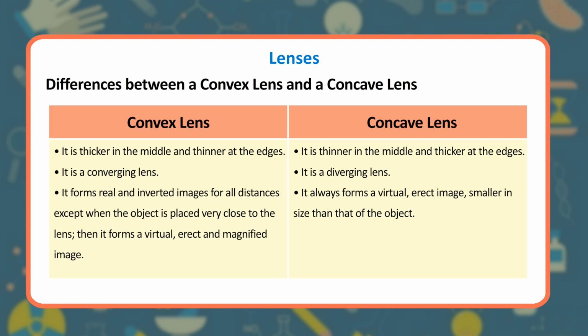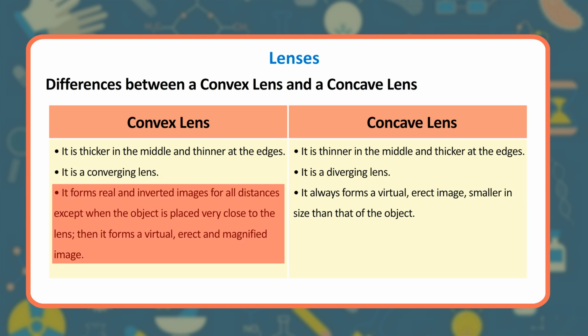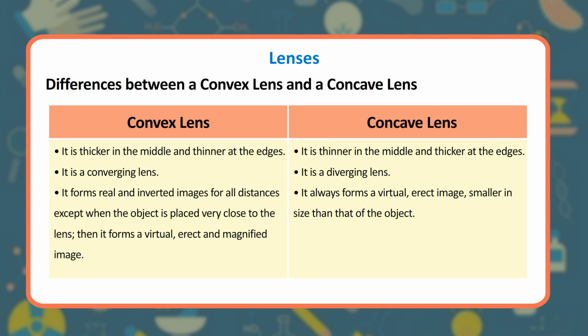Differences between a convex lens and a concave lens. Convex lens. It is thicker in the middle and thinner at the edges. It is a converging lens. It forms real and inverted images for all distances, except when the object is placed very close to the lens, then it forms a virtual, erect and magnified image. Concave lens. It is thinner in the middle and thicker at the edges. It is a diverging lens. It always forms a virtual, erect image, smaller in size than that of the object.